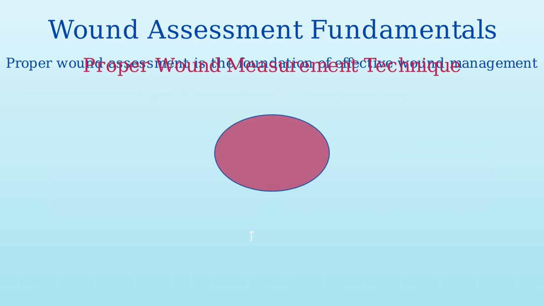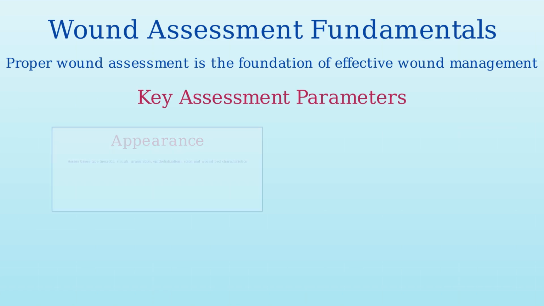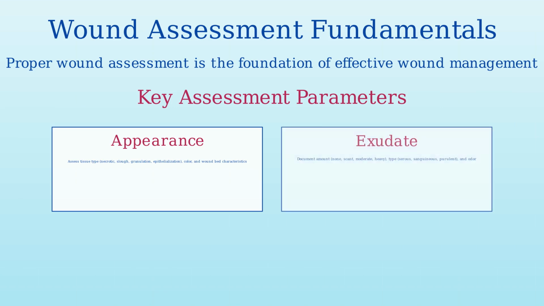When measuring a wound, always use the longest length and width at perpendicular angles. Depth should be measured at the deepest point. Assess the wound's appearance, including tissue types present, color, and wound bed characteristics. Document exudate characteristics, including amount, type, and any odor.